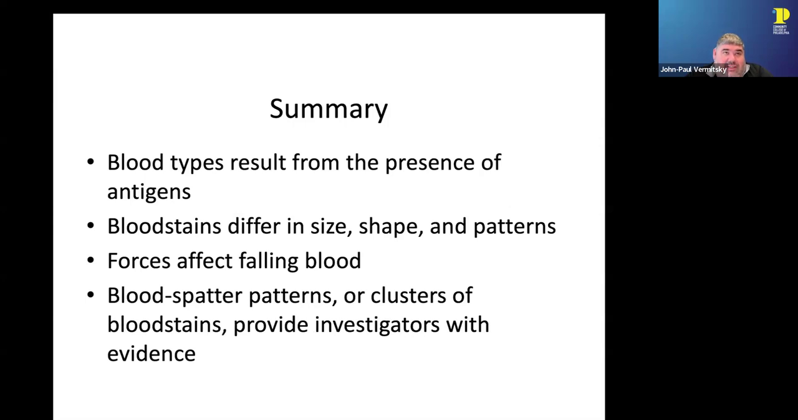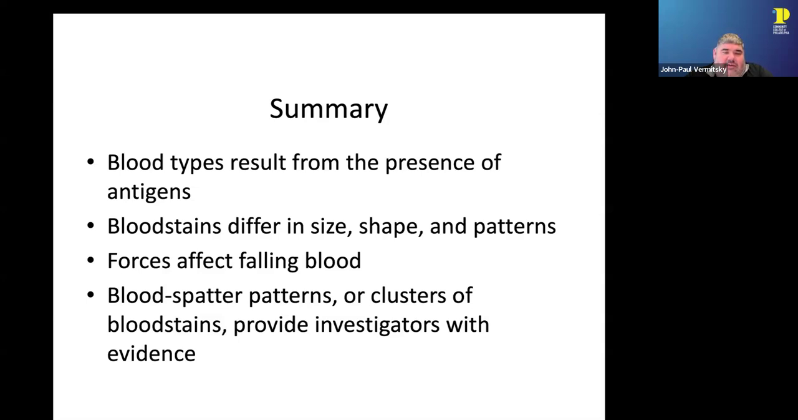Blood types exist. The different blood types would be, again, A, B, O, or AB, and you can be either positive or negative for any of those four types. This results from the presence of antigens that are found on the surface of red blood cells. Blood stains can differ in size, shape, and patterns.